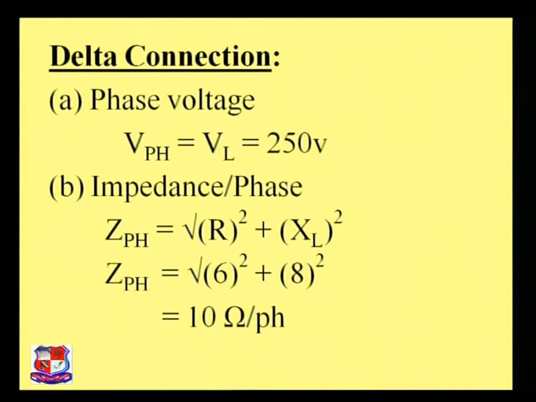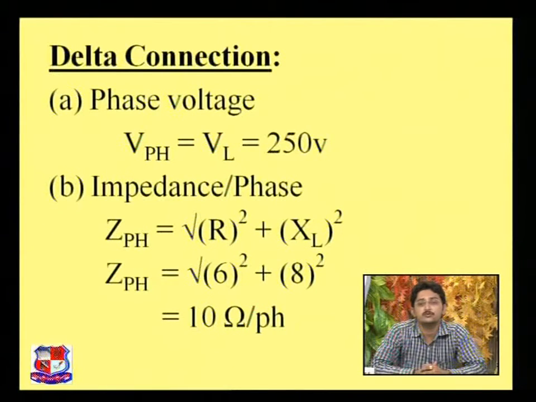So for the phase voltage, first for the delta connection, your line voltage is your phase voltage. So VL equals 250 volts. So your phase voltage VPH also becomes equal to VL, 250 volts. This is a quantity which we directly get from VL.